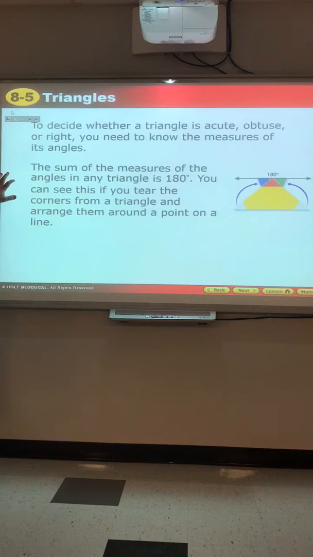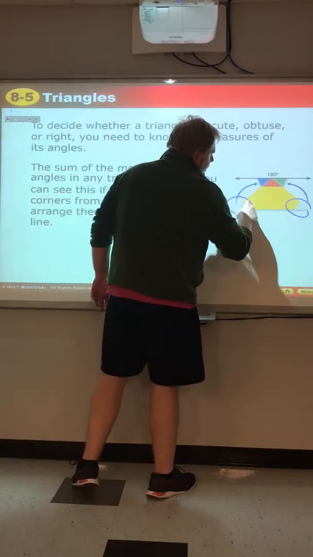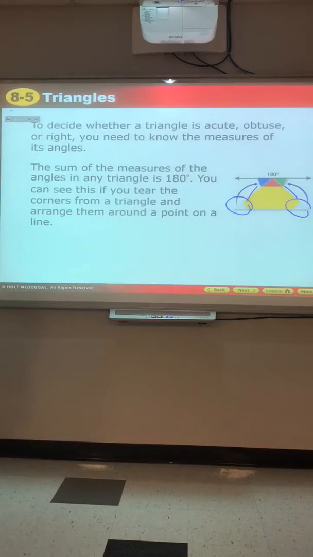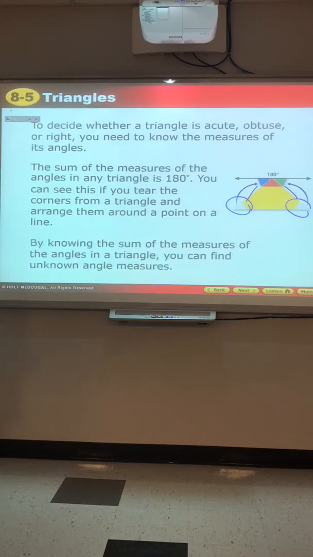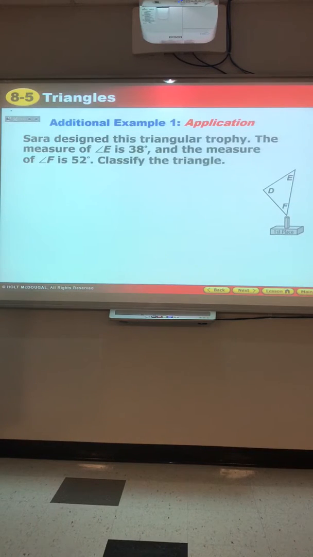So the sum of the measure of the angles in a triangle are 180 degrees. You see, they ripped off the corner, they put them up there, and when they put them that way, they make a straight line. We know a straight line is 180 degrees. Now, by knowing the sum of the measures of the angles in a triangle, you can find angles you don't know, such as this.